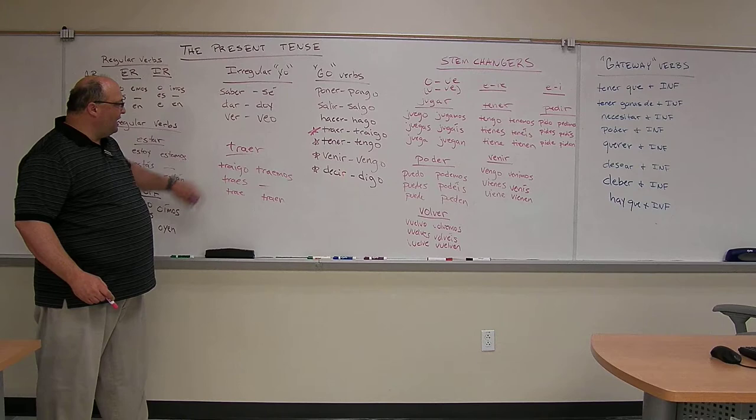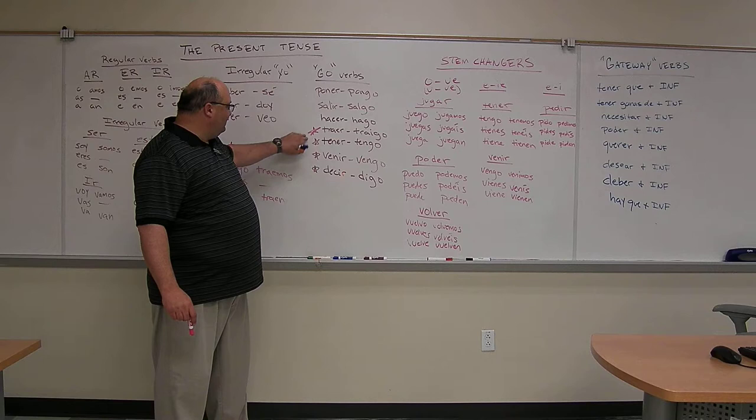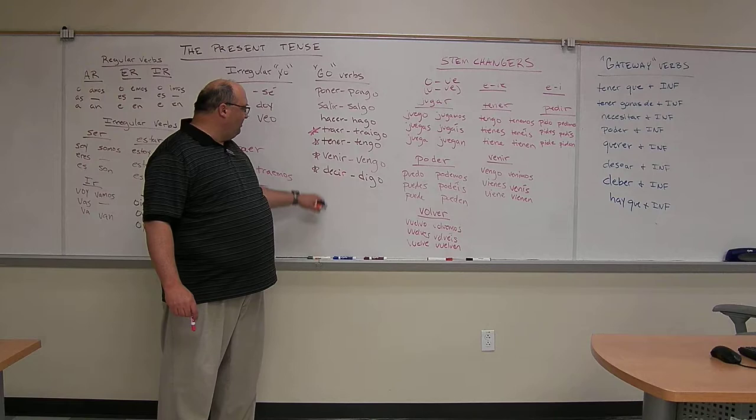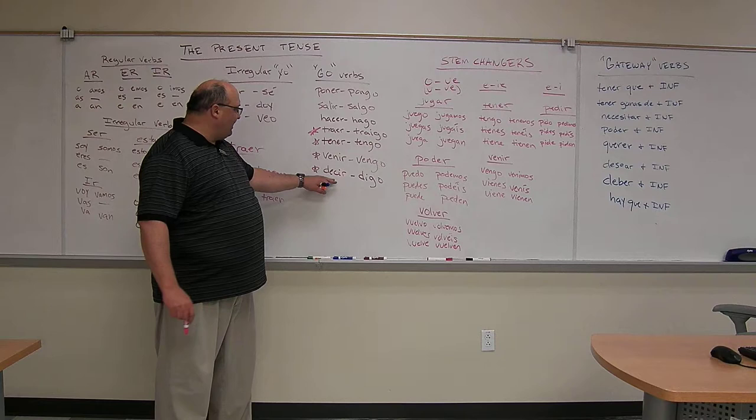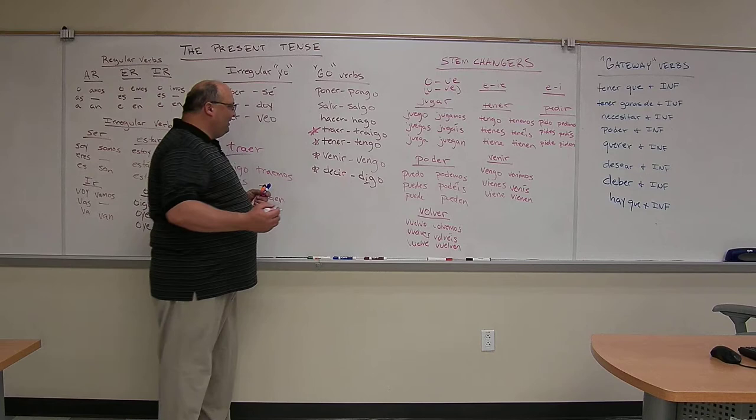Venir, we kind of learned, and tener, we learned about these in chapter 3, and they're a little bit special as well. They do have an irregularity in the yo form. Tener goes to tengo, venir goes to vengo, and we also have decir goes to digo. You'll notice that this becomes an I right there, and why? Well, we're going to talk about that in a second, because it's part of our stem changes, it's our next group of verbs.